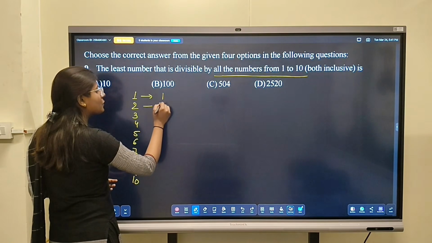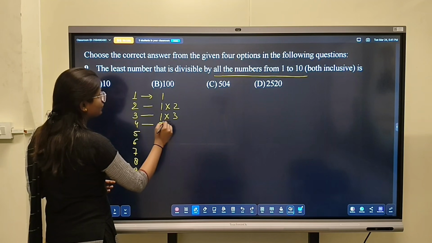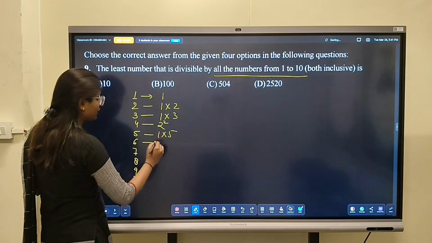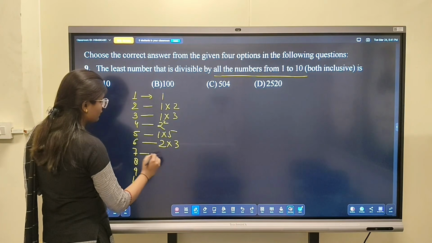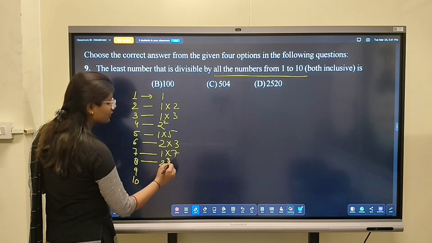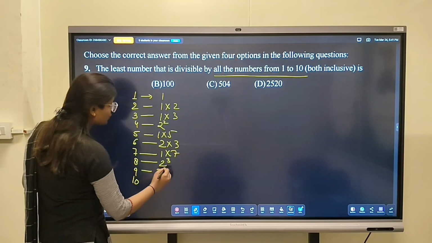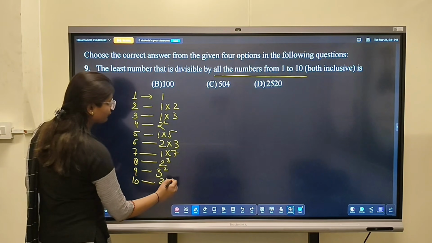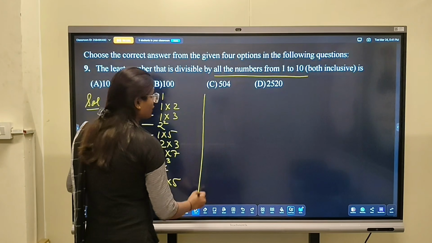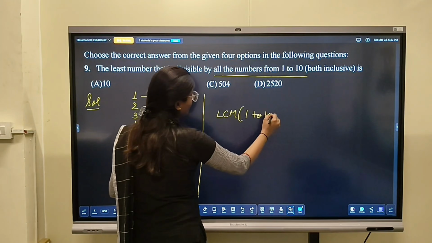1 is 1 times 2. 3 is nothing but 1 times 3. Then this is 2 square, means 2 times 2. This is 1 times 5. This is 2 times 3. This is 1 times 7. This is 2 times 3, like you will be writing 2 by 2 by 2. And then this is 3 square. This would be 2 times 5. You can simply factorize them into prime numbers. Then you have to write the LCM of numbers from 1 to 10.